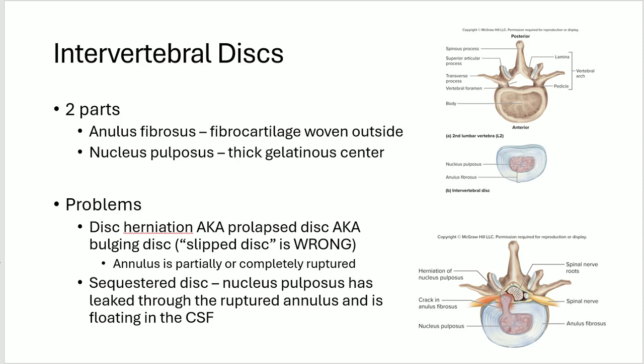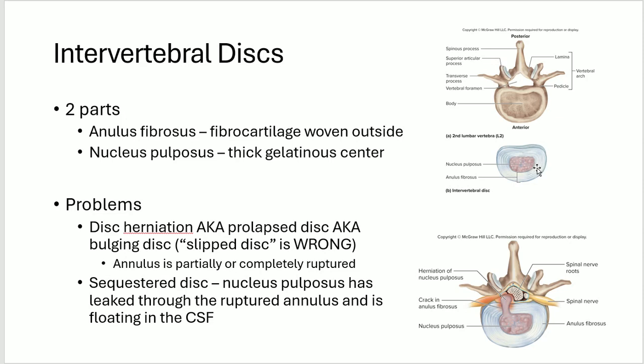Okay, intervertebral discs. We have the annulus fibrosus, which is an outside fibrous ring, and we have a nucleus pulposus, which is a thick jello center, okay? So that's what that looks like. Nucleus pulposus in the middle, gelatinous, annulus fibrosus on the outside. You can remember that?